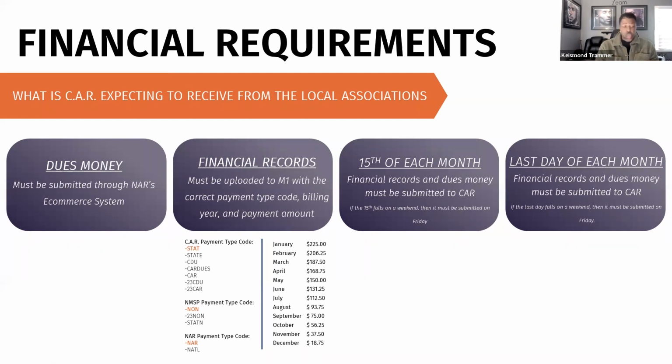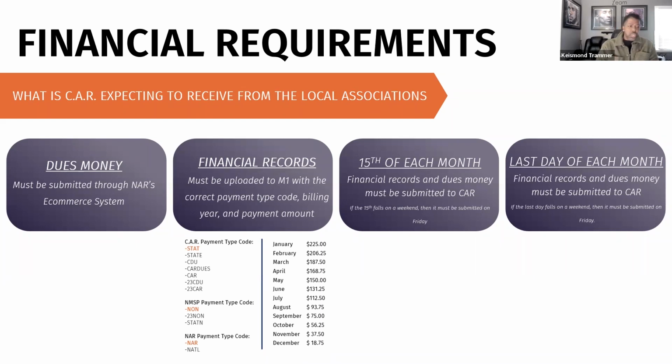And I will say, so far this year, we have seen where some associations have uploaded the incorrect payment type code. When that happens, our system will not process those financial records successfully on our end. So our finance team is reaching out to the local associations to help resolve those issues. Again, our system is actually looking for a specific payment type code, and I'll just go over it really quick.